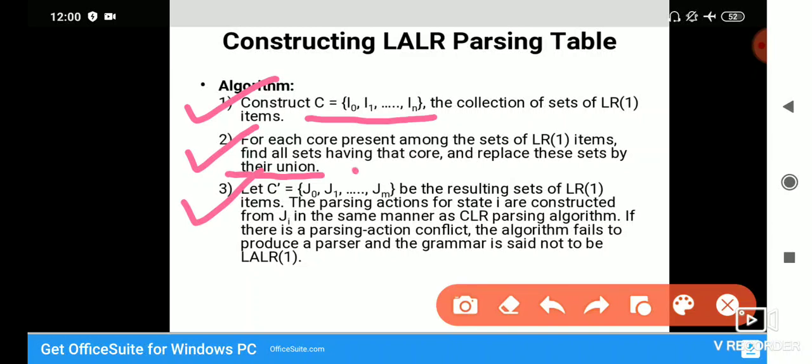So you can see it over here. It is written C dash equal to J0, J1 up to Jm, the resulting sets of LR1 items. How has this been obtained? By the union of the first and second components. The parsing actions for state i are constructed from Ji in the same manner as the CLR parsing algorithm. So whatever we did in CLR, we will do over here also. Now if there is a parsing action conflict, obviously the algorithm will fail to produce a parser and the grammar is said not to be LR. So whenever there is a conflict, we cannot say that it is LALR1.